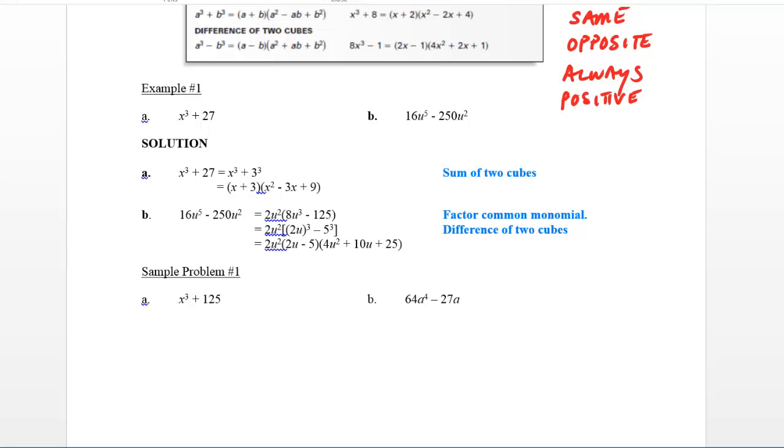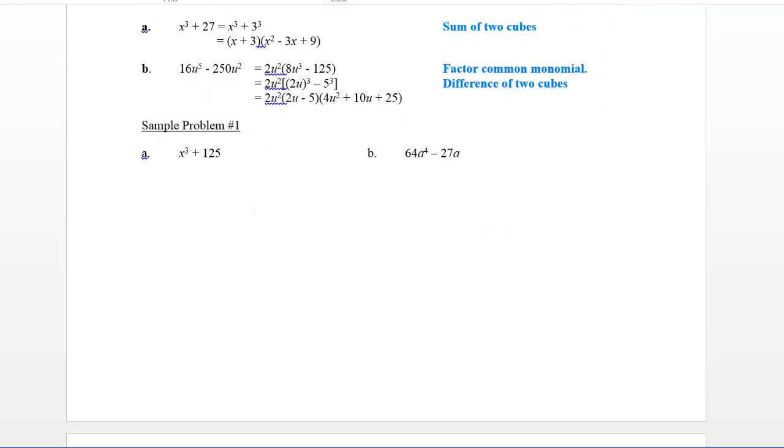With part B, you can see that we have a 2u squared that's common, so we need to take that out first before we can identify the perfect cube. So this has a second layer of factoring, just like you've seen in previous problems. Let's take a look at sample problem number 1. If you wouldn't mind stopping the video at this point, go ahead and try to follow the pattern that you saw above and see if you can work these two problems, and then come back and watch the solution.